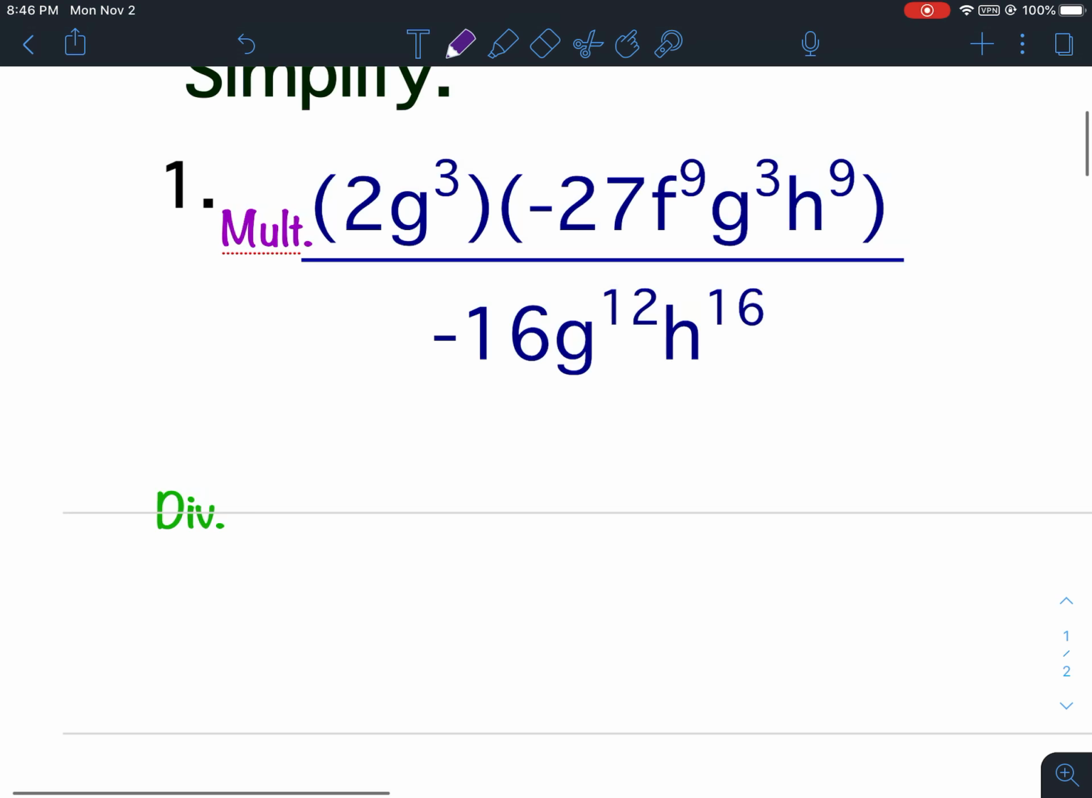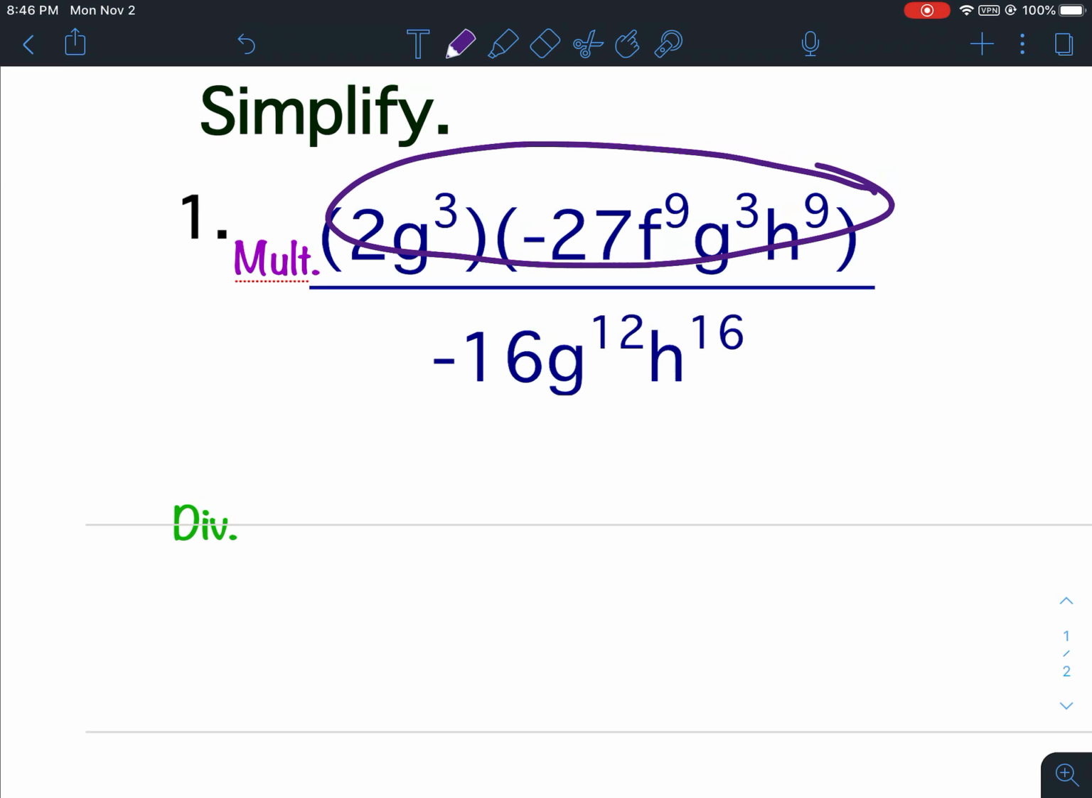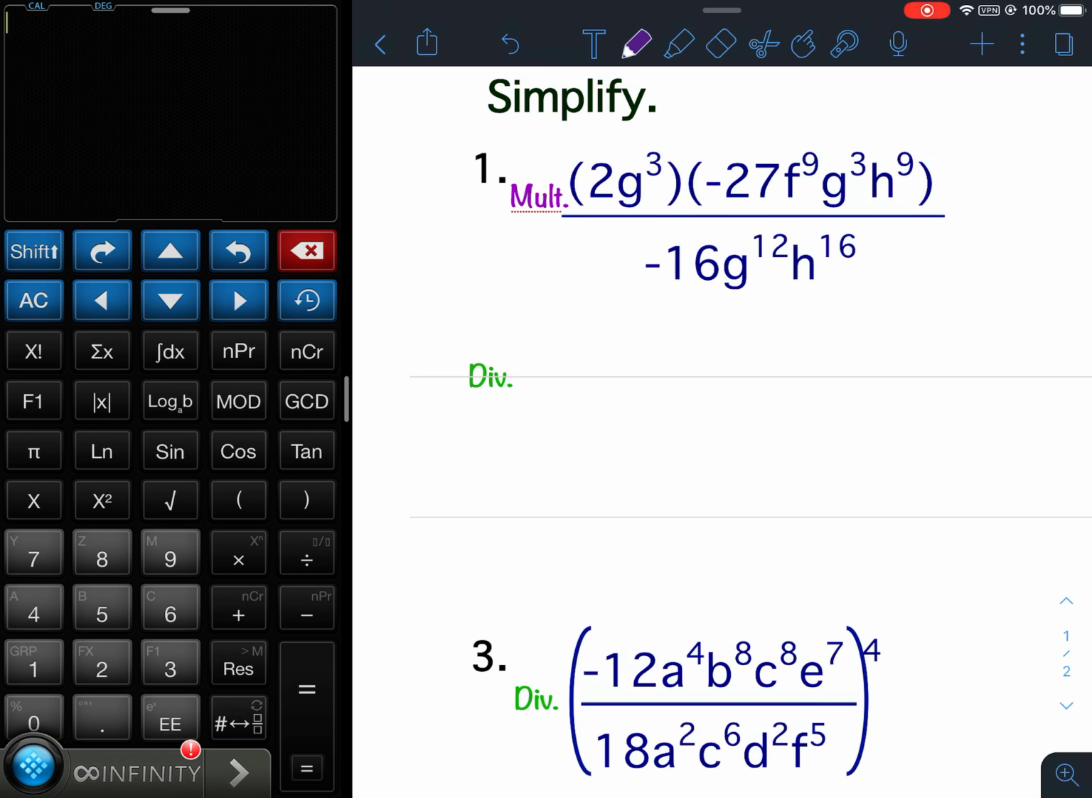Question number 1 is going to require 2 steps. Ultimately, I need to divide, but before I can divide, I need to simplify this numerator by multiplying. So I'm going to bring up my calculator. To multiply the numerator, I start with my coefficients. 2 times negative 27 is negative 54.